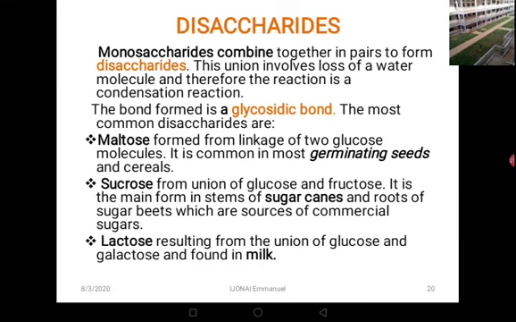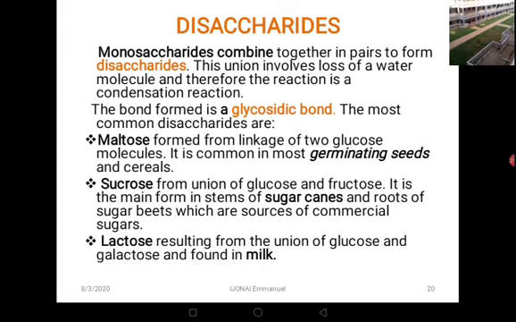Yes, so what I want you to note from these two paragraphs is, what is the name of the reaction that takes place? It's called the condensation reaction. And then what is the name of the bond? The bond is the glycosidic bond. So the common examples of disaccharides, the most common ones, are maltose, sucrose, and lactose. And maltose is formed when two glucose molecules combine. Glucose plus glucose, you form maltose.